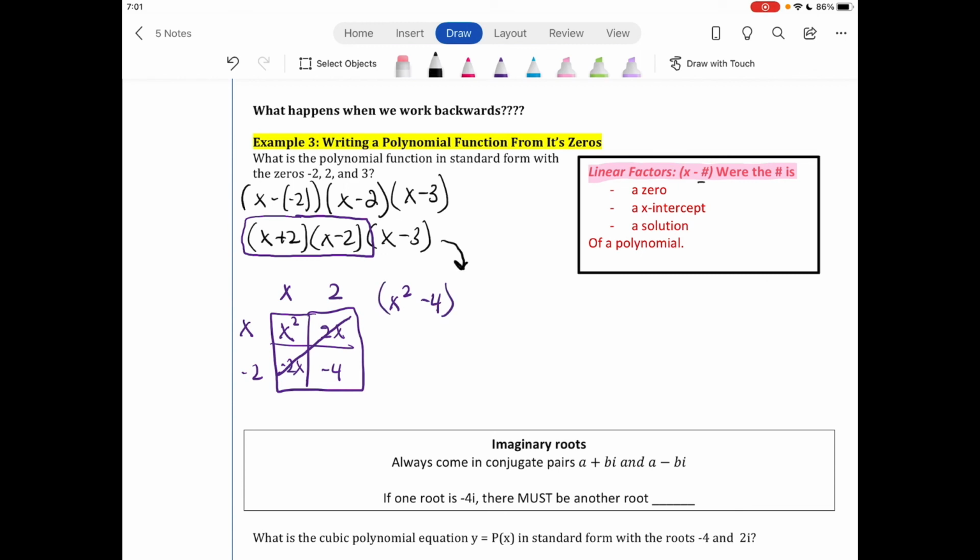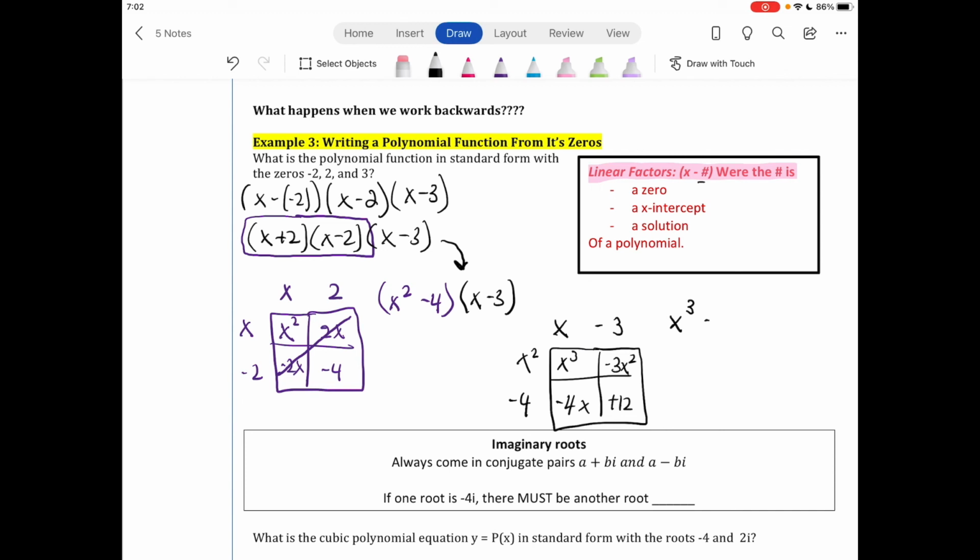But we still had that x minus 3, so now it's a matter of multiplying these two together. We'll have x and negative 3. Multiply that by x squared and negative 4. This will produce x cubed minus 3x squared minus 4x plus 12. Take each term out in order. We're going to start with x cubed, then minus 3x squared, minus 4x, and plus 12. So here is the standard form polynomial that those 3 zeros or 3 solutions came from.